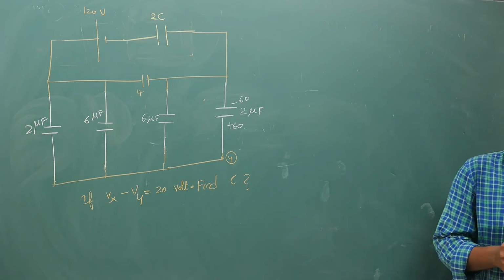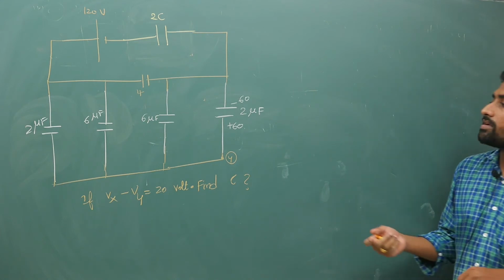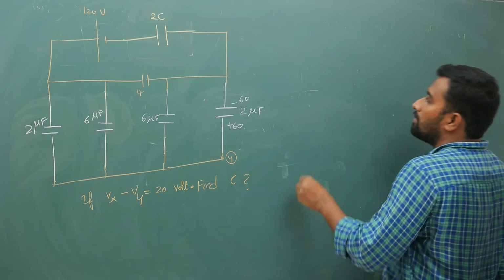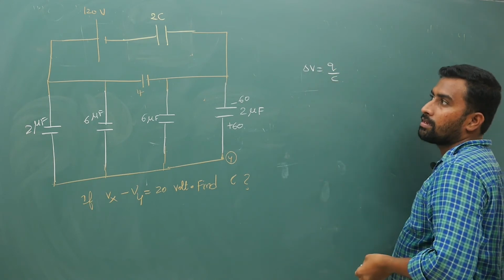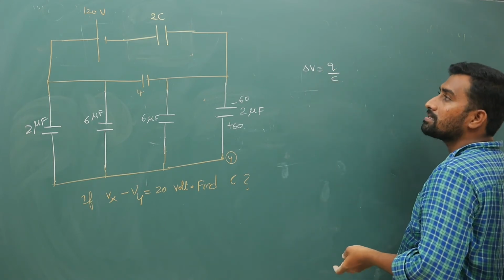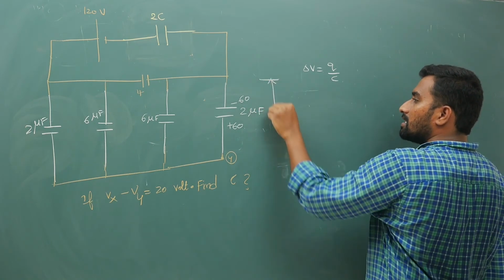And there is no confusion. How much is the potential difference? Your potential difference is charge by capacitance. So from here to here it is 30 volt.